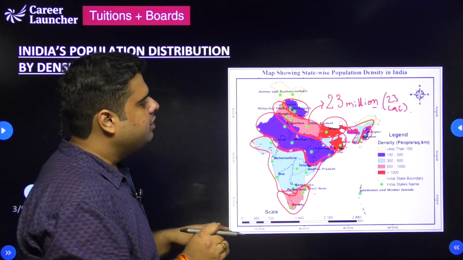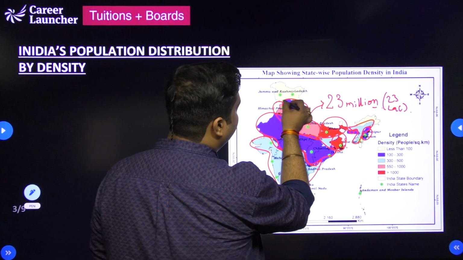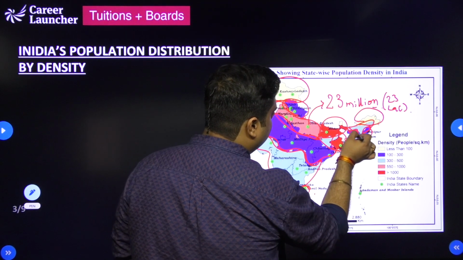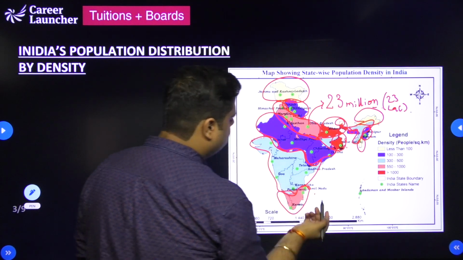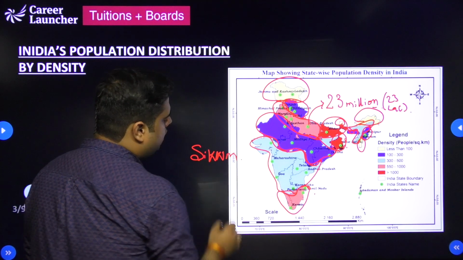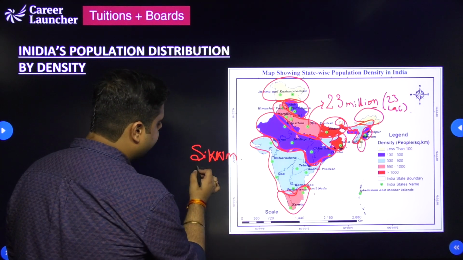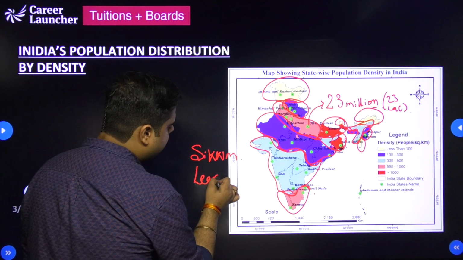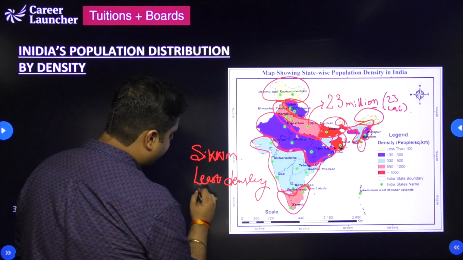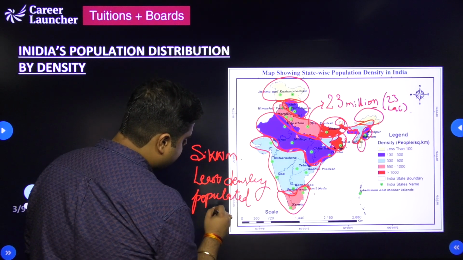And the least among the least lies in the pockets of Jammu and Kashmir, Leh, Arunachal Pradesh, Mizoram and Sikkim. The state of Sikkim has the distinction of being the least populated state, also the least densely populated state.